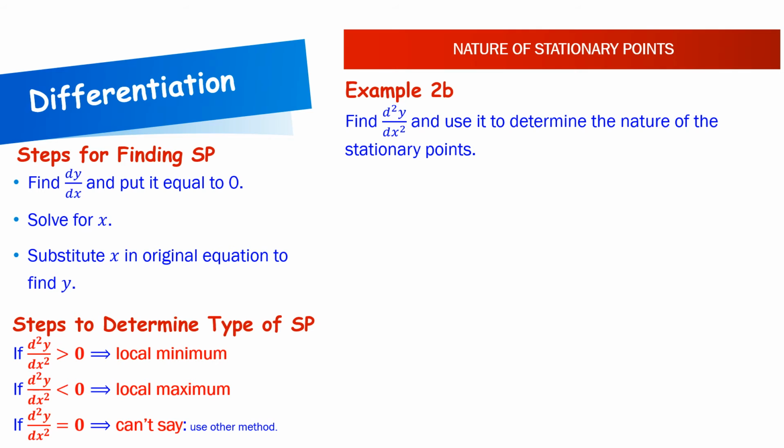Now let's solve part B. We are required to find d2y/dx squared and use it to determine the nature of the stationary points. Recall the steps to determine the type of stationary point. Remember, if d2y/dx squared is greater than 0, we have a local minimum. If it's less than 0, we have a local maximum. And if it's equal to 0, we can't say, and we need to use another method. So let's solve this.